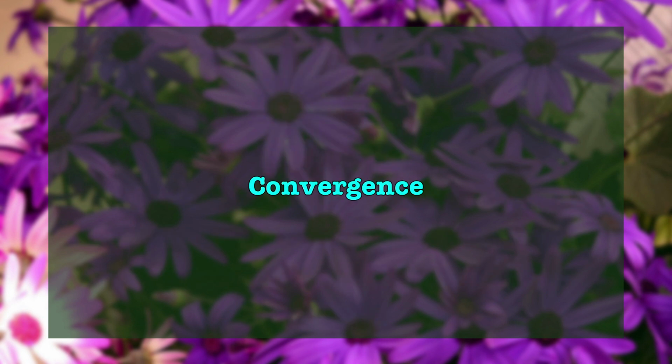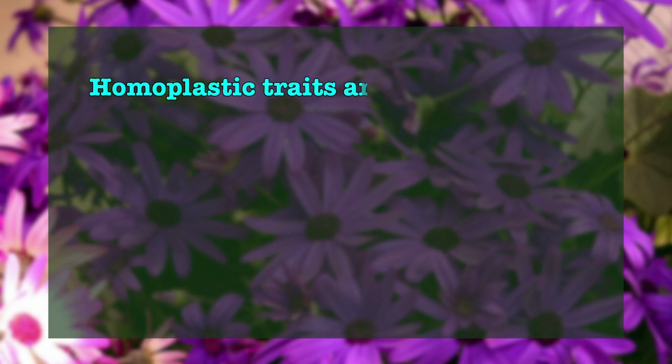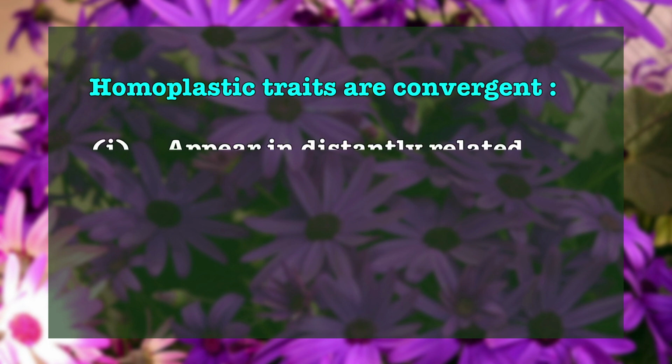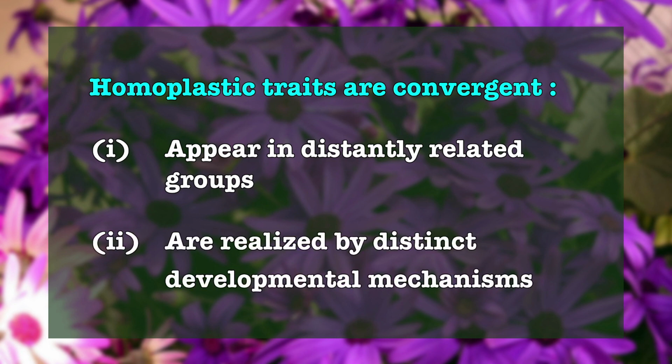Number two, convergence. Convergence implies increasing similarity between two distinct phyletic lines, either with regard to an individual organ or to the whole organism. Similar features in convergence arise separately in two or more genetically diverse and not closely related taxa or lineages. The similarities have arisen in spite of lack of affinity and have probably been derived from different systems of genes. Homoplastic traits are seen as convergent if they appear in distantly related groups or are realized by distant developmental mechanisms.